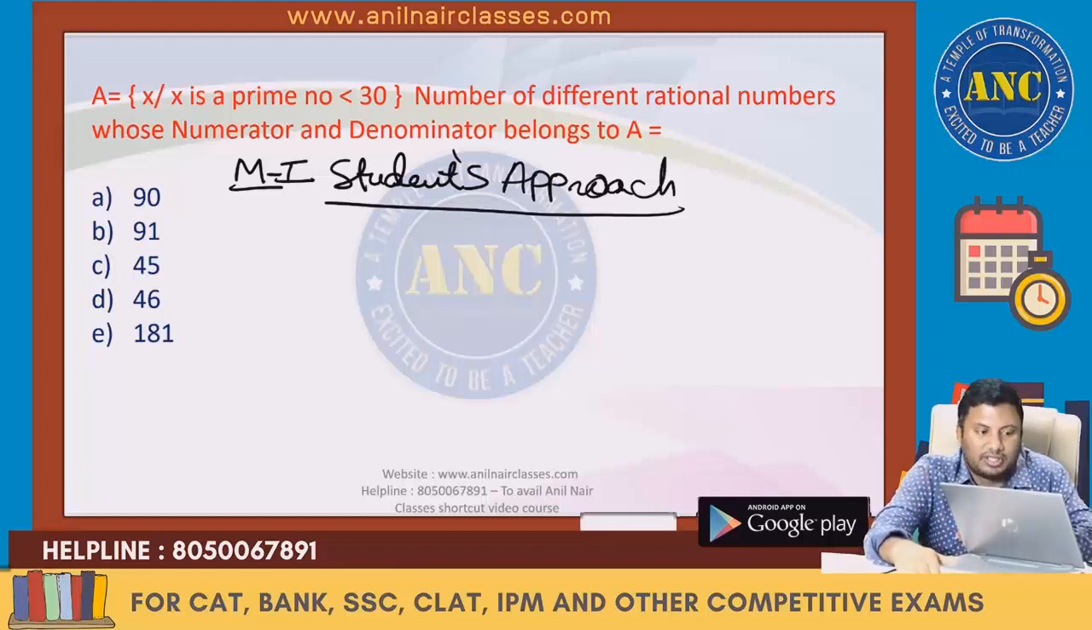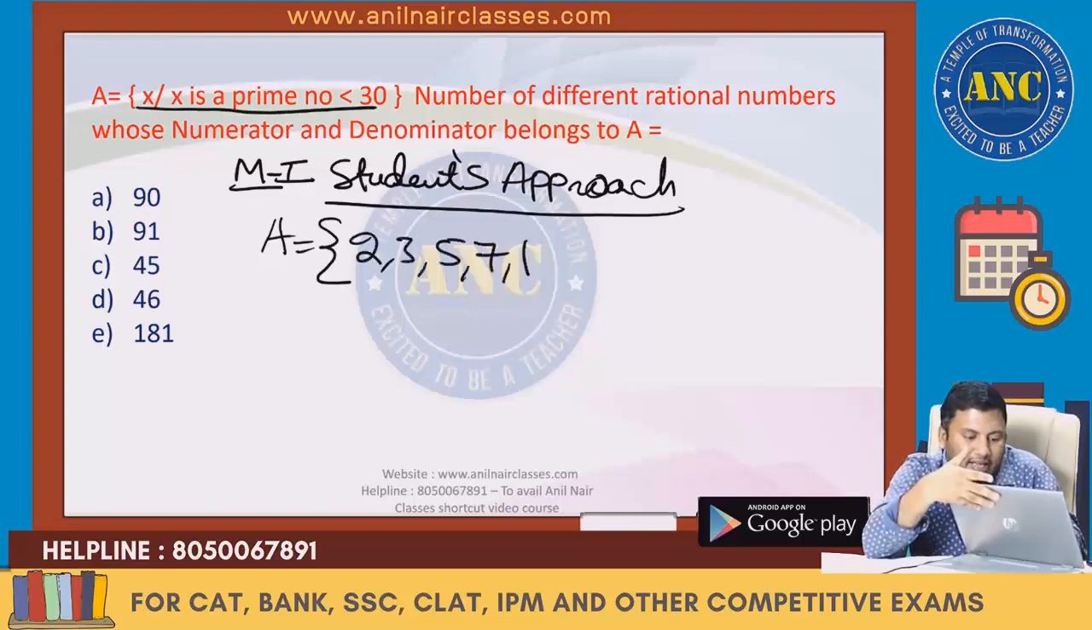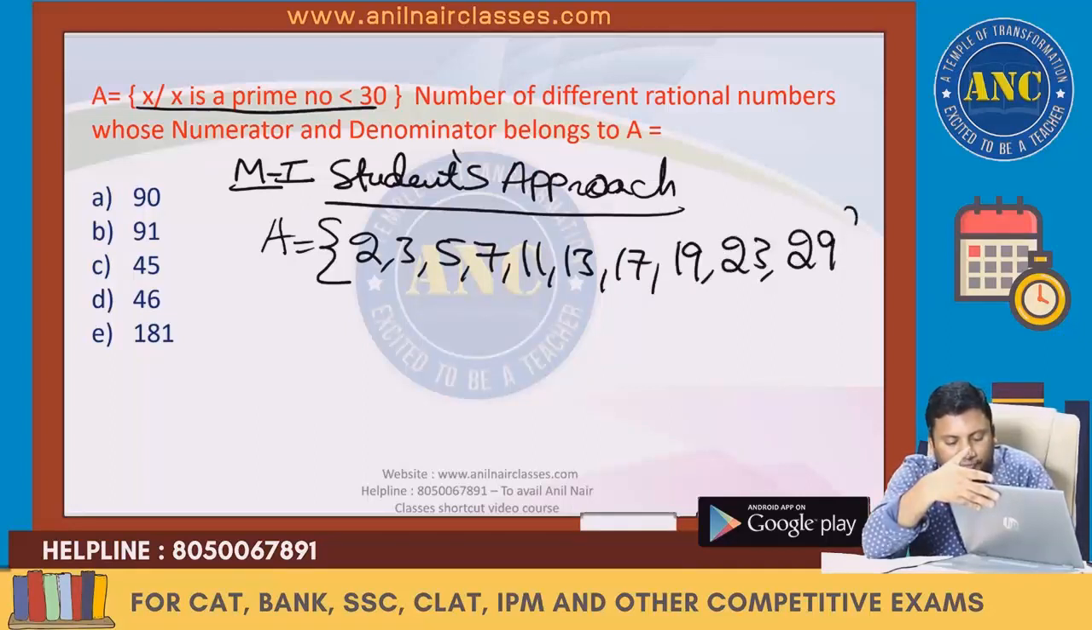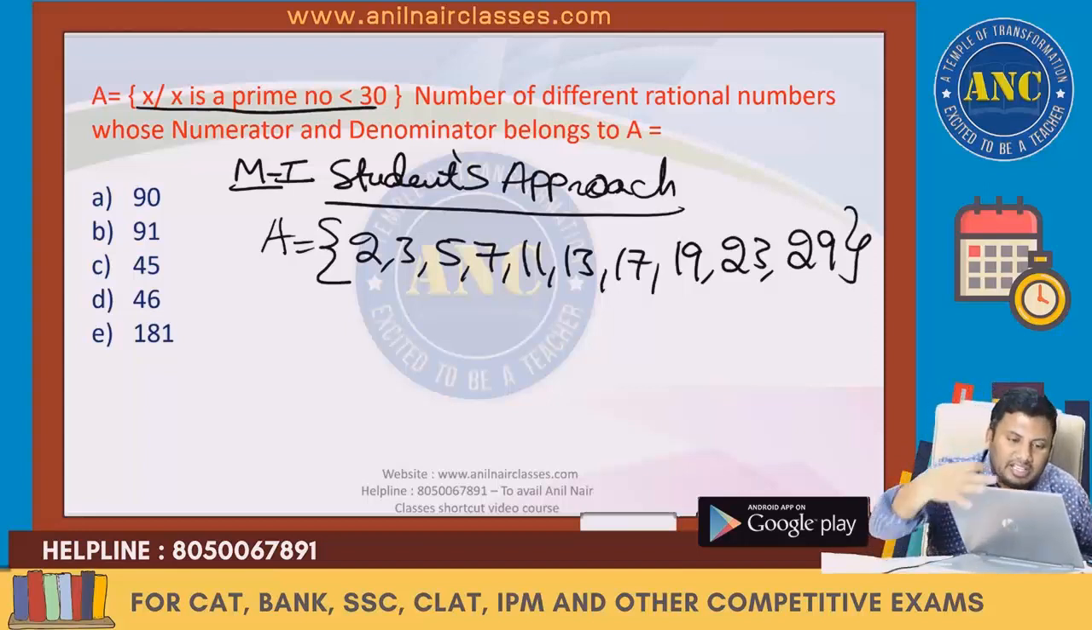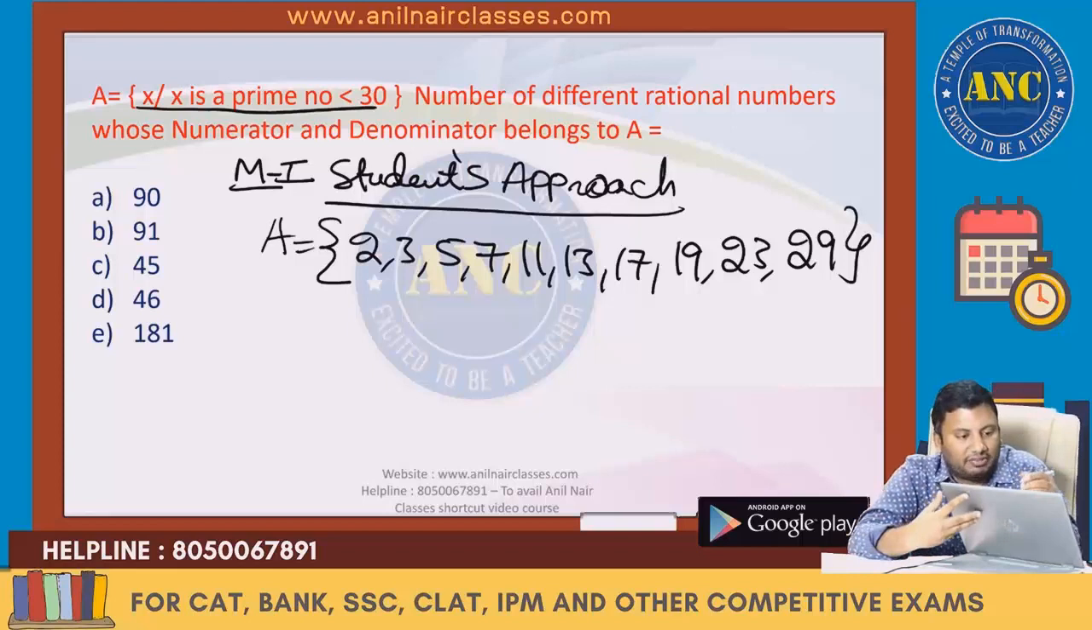Mark my words. A is the set of X such that X is a prime number less than 30. How will students solve it? A = {2, 3, 5, 7, 11, 13, 17, 19, 23, 29}. I listed the elements. That is the set representation form, and this is the elements representation form.